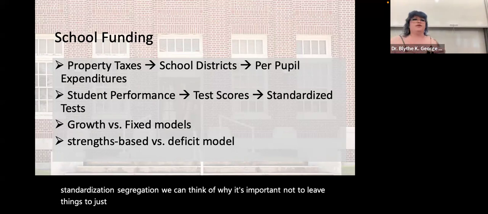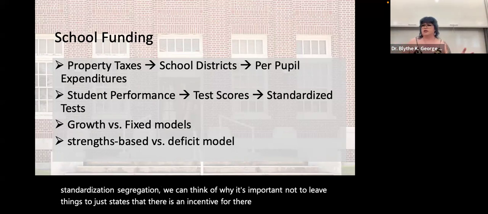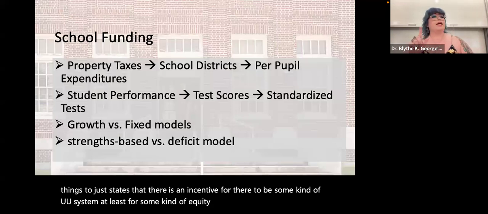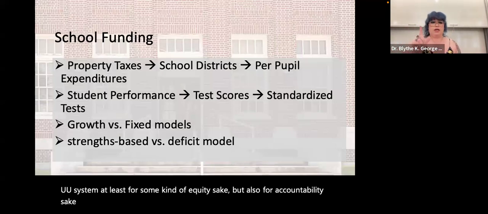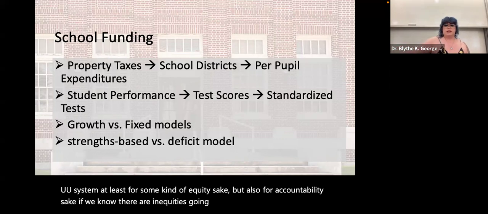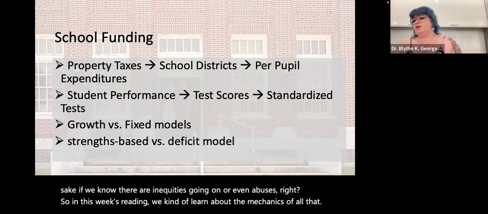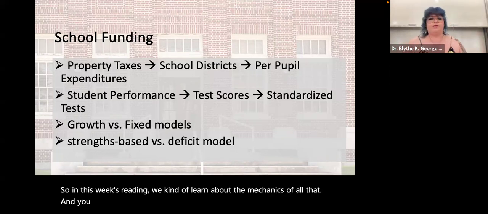That there is an incentive for there to be some kind of uniform system, at least for some kind of equity's sake, but also for accountability's sake, if we know there are inequities going on or even abuses, right? So in this week's reading, we kind of learn about the mechanics of all that. And you learn a deep dive into school funding.